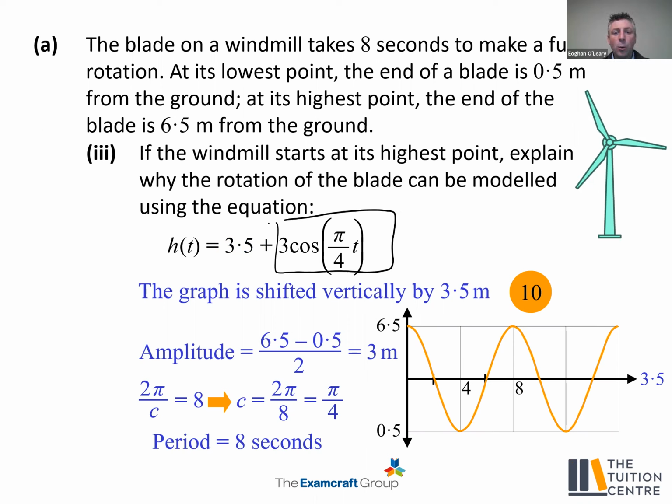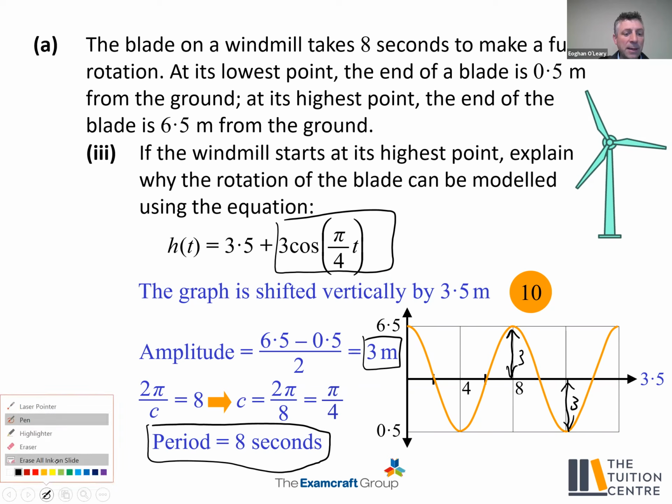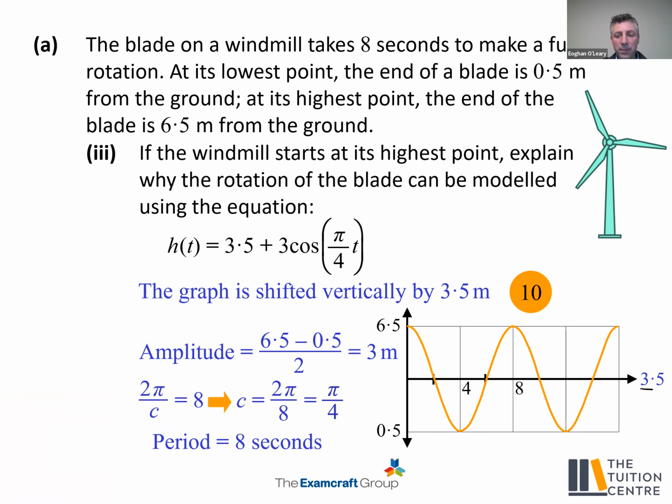Okay, we can work out the period. We know the period is 8 seconds. We can figure out our highest point is 6.5, our lowest point is 0.5, our amplitude is going to be 6.5 minus 0.5 divided by 2, it's going to be 3 meters. So that's the difference again between the midline and the top, and the midline and the bottom is going to be 3. And again, we know that our midline is 3.5, so it's going to rotate around that.